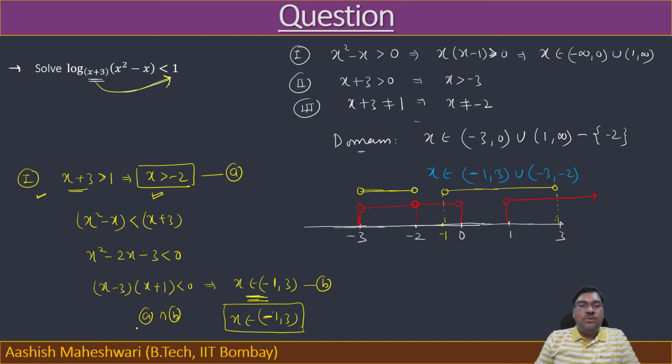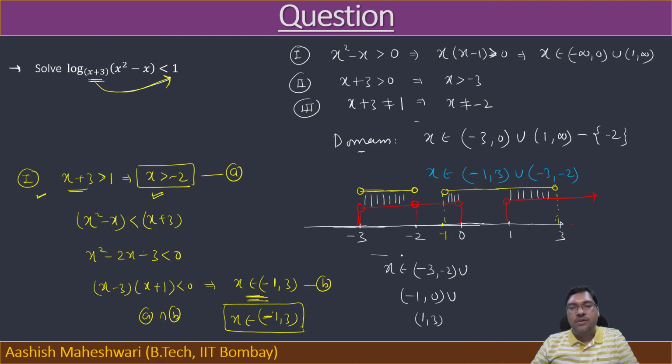So now you check what is the common between these two. You can see this is the first part which is common, this is the second part which is common, this is the third part which is common. So what is the answer? X belongs to minus 3 to minus 2 union minus 1 to 0 union 1 to 3. So this is the final answer for this question.